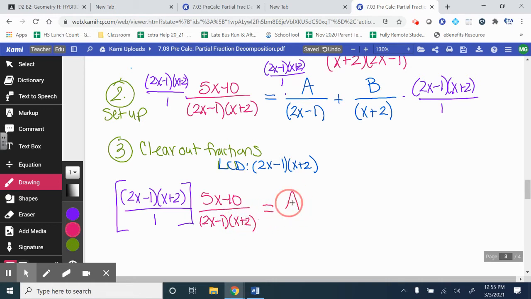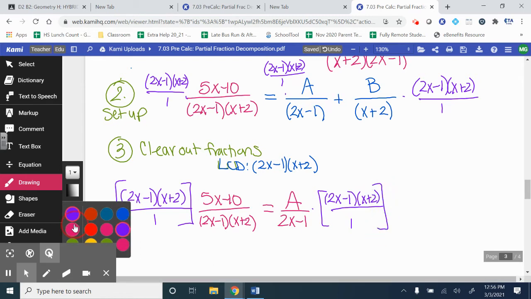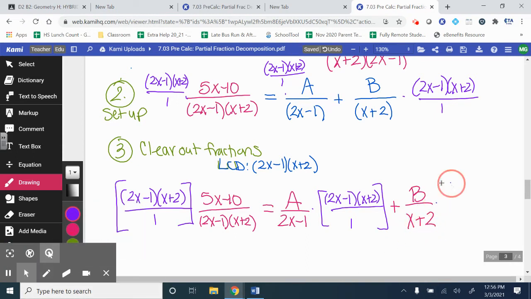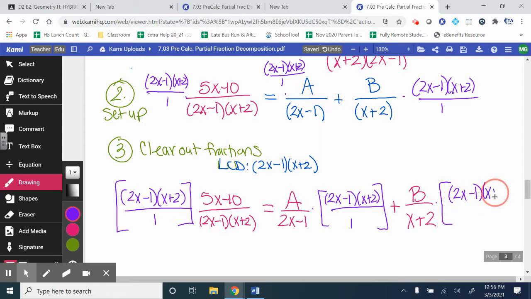Then I have a over 2x minus 1, and I'll switch to purple, times my LCD over 1. So that's 2x minus 1 times x plus 2, all over 1. Back to pink, plus b over x plus 2. And then back to purple to write my LCD over 1 again. So every single term gets multiplied by your LCD over 1.